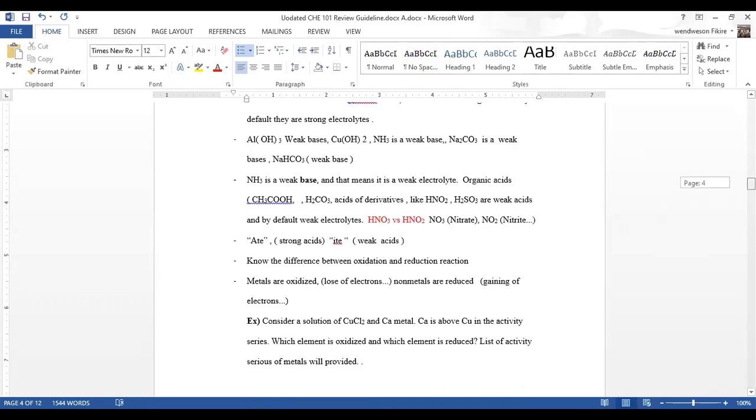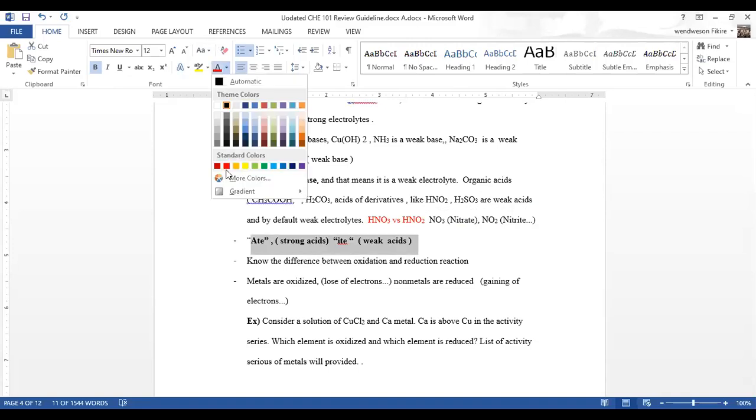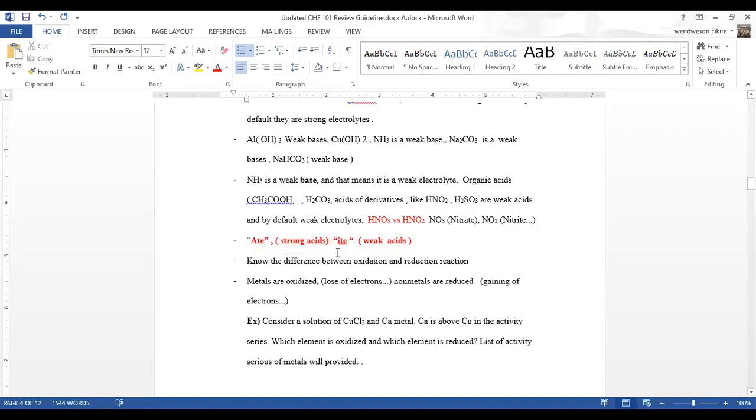I was talking about derivatives of strong acids like nitrates and sulfates. By default, they are weak electrolytes. I already gave you an example earlier. If you compare nitric acid versus nitrous acid, nitrate and nitrite, the nitric acid, HNO3, is a strong one, the HNO2 is a weak one. So technically, any acid made from the ATE group is a strong acid. Any acid made from the ITE group like HNO2 is considered a weak acid.